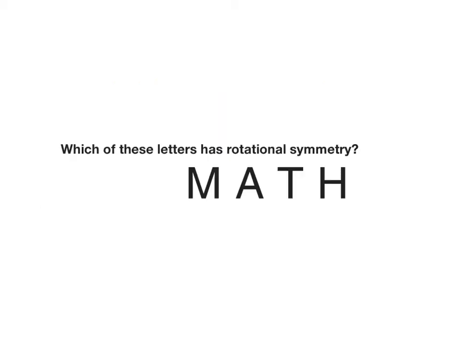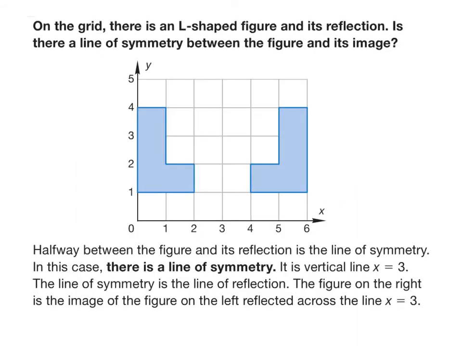Can you tell which of these letters has rotational symmetry? If you saw that it's the H, you're right. If you notice, here's a capital letter H. If I start to turn it, it looks identical when it's been turned 180 degrees. It didn't have to go back to where it started to look the same. So H has rotational symmetry.